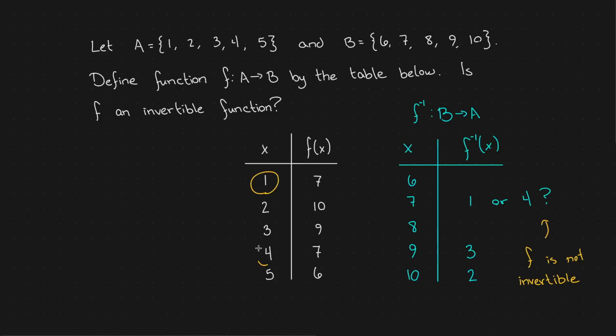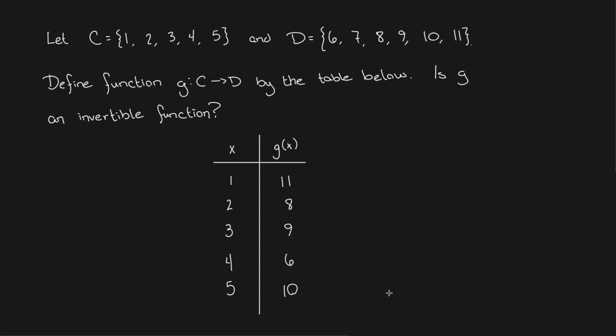Do 2 different input values map to the same output value? If so, the function is not one-to-one. If not, if every input value maps to a unique output value, then the function would be one-to-one. So because this function is not one-to-one, f is not invertible. All right, let's take a look at another example.